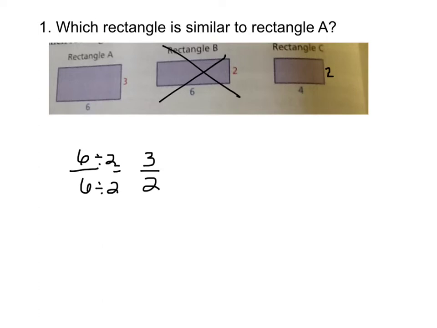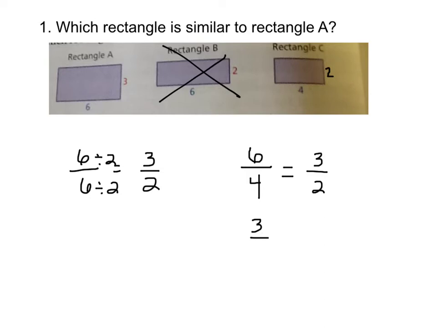So let's look at rectangle C. Rectangle C has a length of 4. So rectangle A has a length of 6, and the corresponding side is 4 on rectangle C. 6/4 can be divided by 2 on the top and bottom, so that would give me a ratio of 3/2.